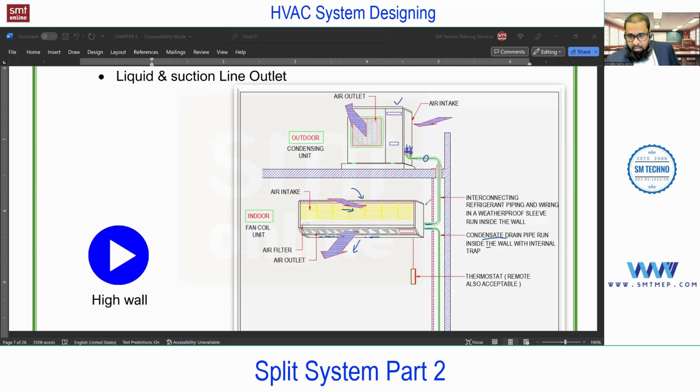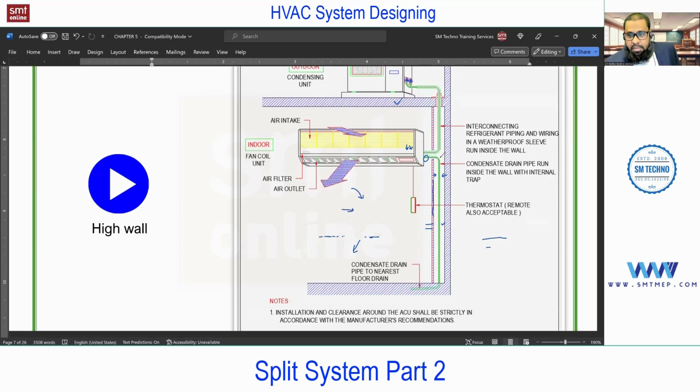We can take this pipe out through the wall, but in this case, you see, we are taking the pipe through this wall, and this is a pipe chase. Through the pipe chase, the pipe is going up through this slab, connecting to this outdoor unit. Okay, and going through the slab means a pipe sleeve is required here, and the drain pipe. You see here, this is the drain pipe which is used to collect the water, and we are going to connect it to the nearest floor drain or to the plumbing drain point.